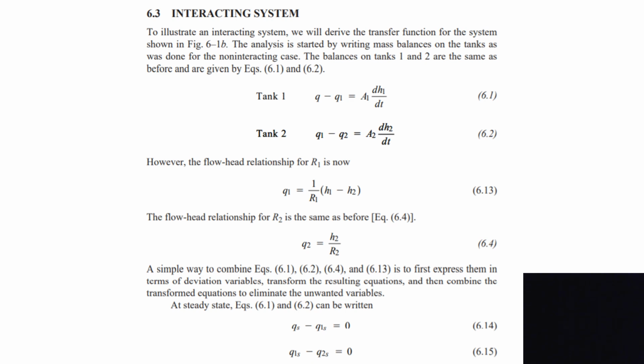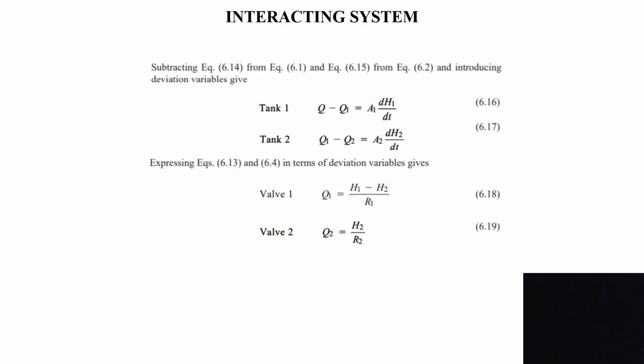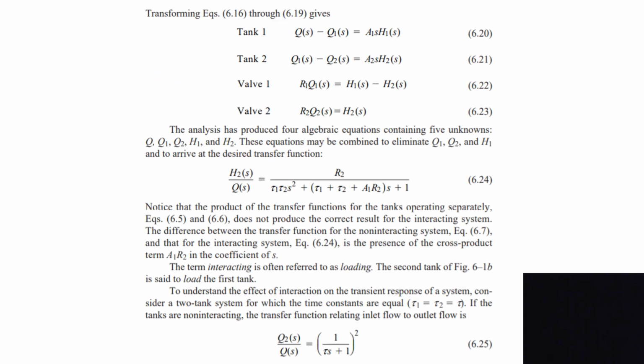You may explore why: the resistance R1 is connected between the level in tank 1 and tank 2. That's why it is represented as H1 minus H2, whereas R2 is connected only at the outlet of the second tank. Just try to simplify these equations by substituting the values of Q1 and Q2 in the respective tank 1 and tank 2 equations, and arrive at the transfer function.